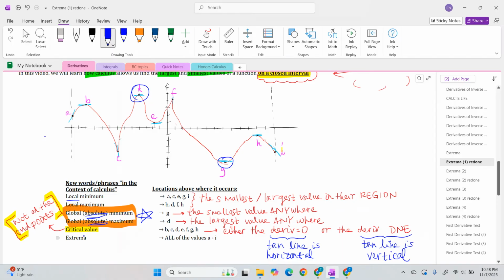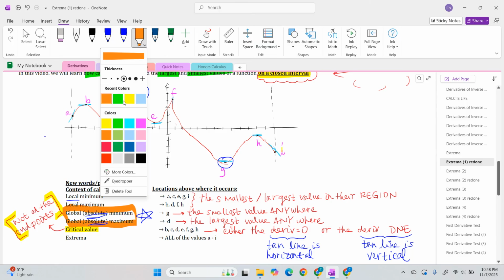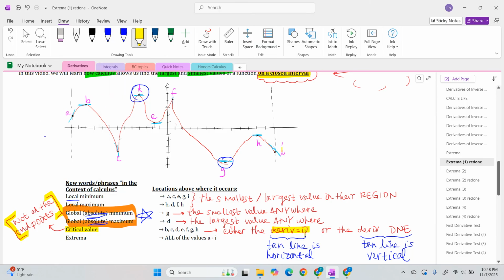Critical value, I believe you've heard the word critical value before. When we say critical value, it's anywhere where the derivative is 0, or I don't know if I've emphasized this enough, it's where the derivative does not exist. So you already know the thing that makes a derivative 0 is if your tangent line is horizontal. What would make a derivative not exist? You could have a vertical tangent line, you could have a sharp point or a cusp as well. Like we have kind of a cusp and maybe a cusp or sharp point there.